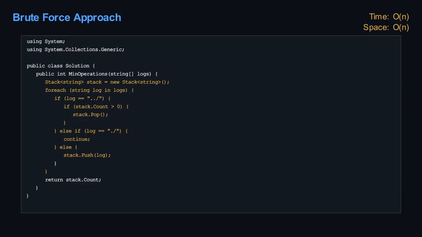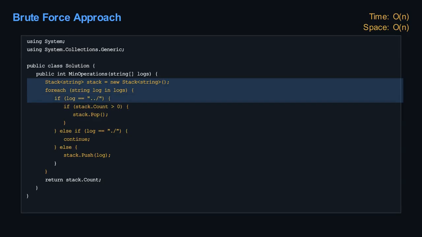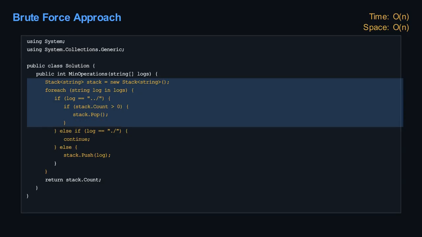A straightforward approach uses a stack to simulate the folder hierarchy. We'd iterate through the logs. If we encounter a go-to-child operation, we push the folder name onto the stack. If it's a go-to-parent operation, we pop from the stack, but only if the stack isn't empty. Stay-in-current operations are simply ignored. Finally, the number of elements remaining in the stack is our answer.